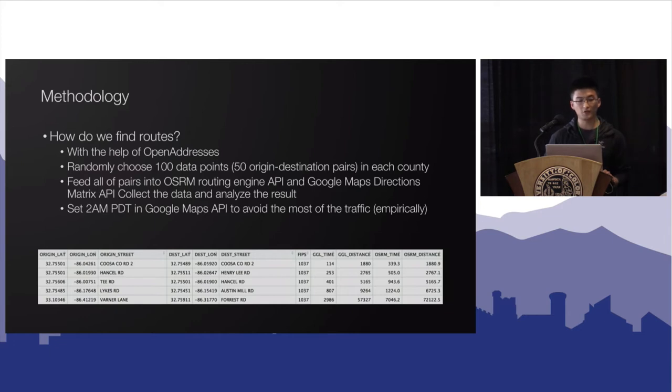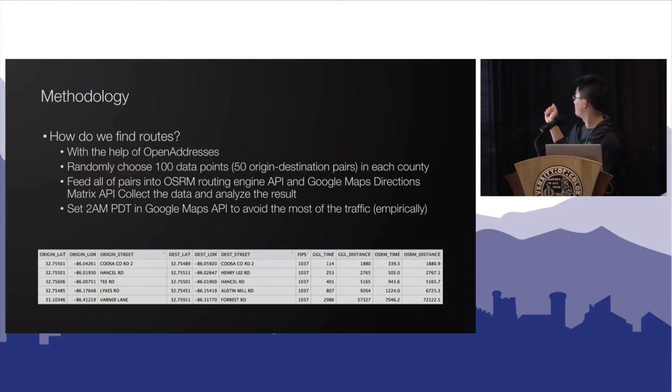Then we randomly chose 100 data points, which is 50 origin-destination pairs in each county, to construct 50 routes in each county. And we fed all of the pairs, all of the roads, into the OSRM routing engine API and the Google Maps Distance Matrix API. It takes us a long time, because there are about hundreds of thousands of routes. And then we collect data and analyze the results. When I'm feeding data into Google Maps, I set the starting time to be 2 a.m. PDT to avoid most of the traffic.